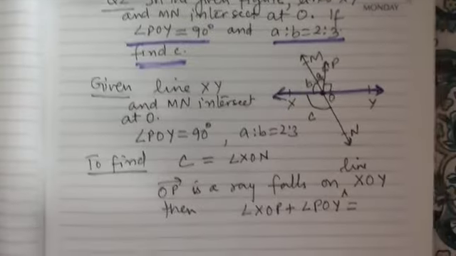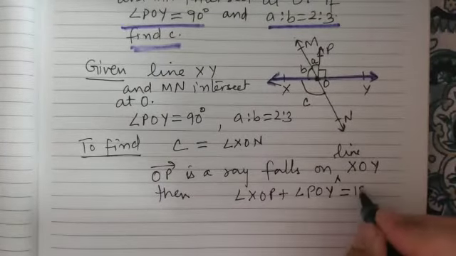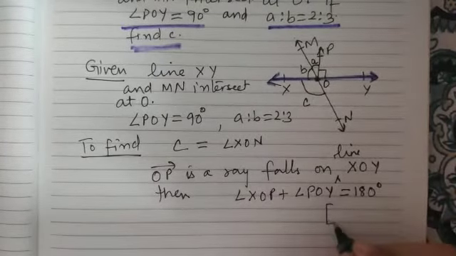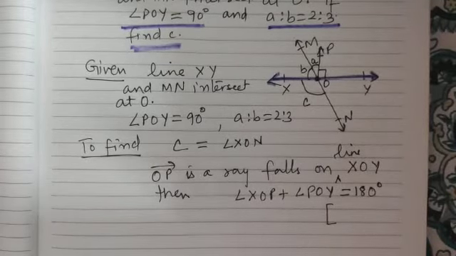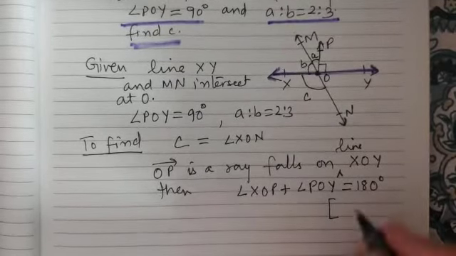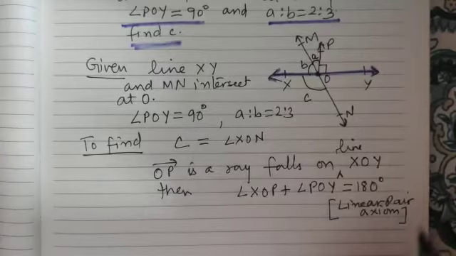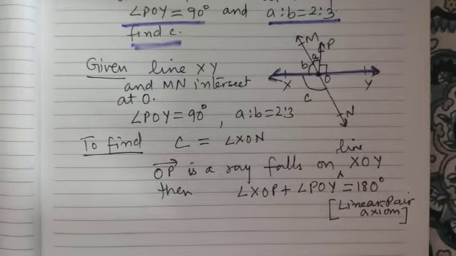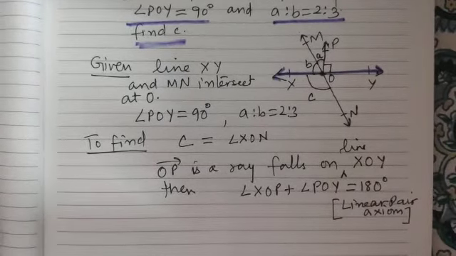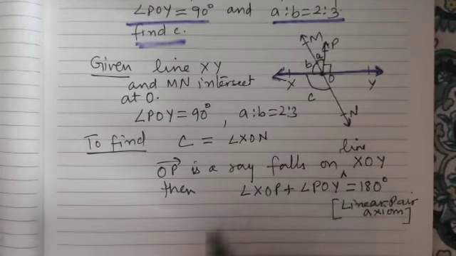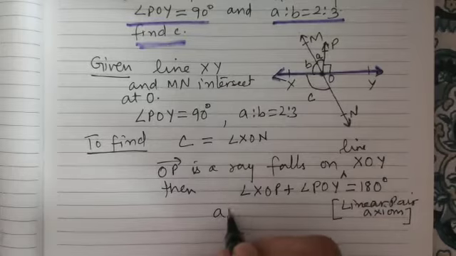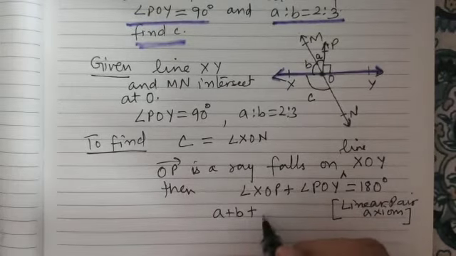Yes, think and tell. Very good. It will be 180 degrees. Which result have we used here? Excellent. We have used the linear pair axiom. So it says when a ray falls on a line, the sum of the two adjacent angles so formed is 180 degrees. So XOP is A plus B and angle POY is 90 degrees.